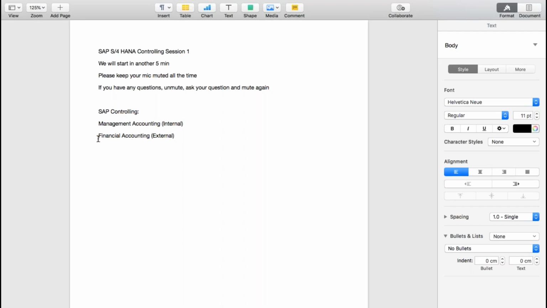Normally if you go for financial accounting, what are the things that we discuss within financial accounting? What are the topics or the things the customer would be able to perform? The examples are, you will be able to perform the general ledger accounting.